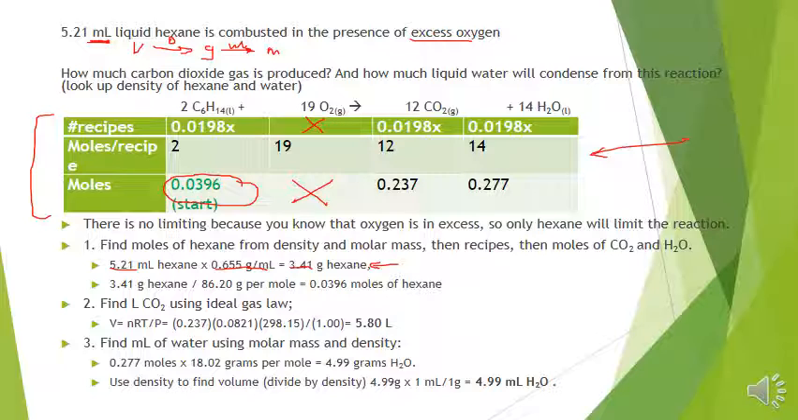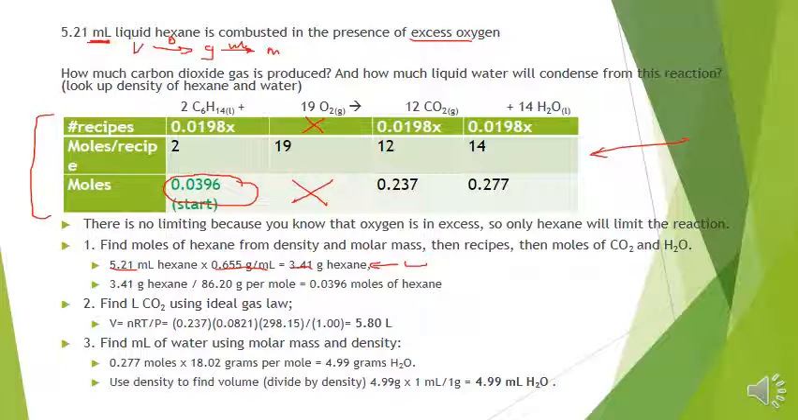Now, this is how you would set up the dimensional analysis. It'd be 5.21 mL times the conversion factor, which is density, with mL on the bottom, and they cancel out. You end up with grams, and so that would work.